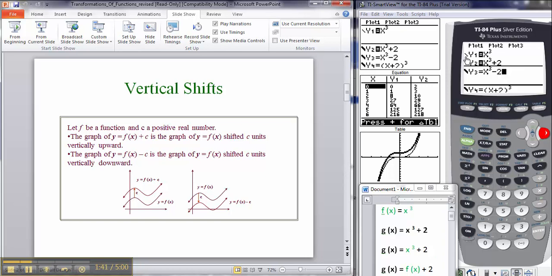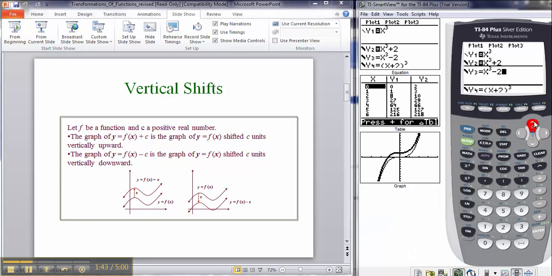For y1 I have a thin graph, which I'm going to try to make dotted over here. There are different patterns you can choose. I'm going to go with the dotted pattern, which is even more contrasting with the y2 function. Let's go ahead and graph those two and take a look. This is x cubed and this is x cubed plus 2.